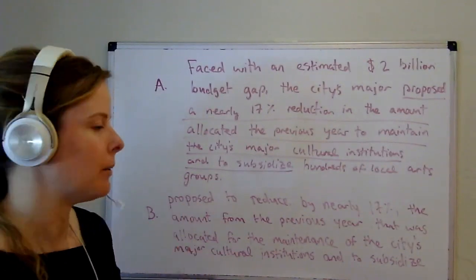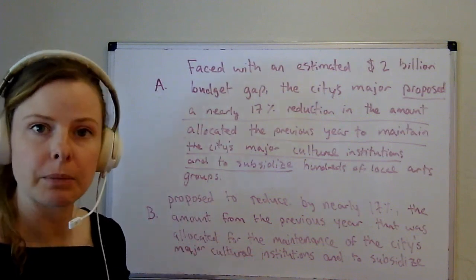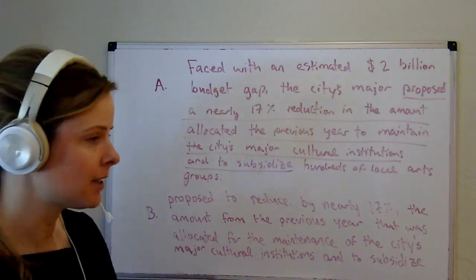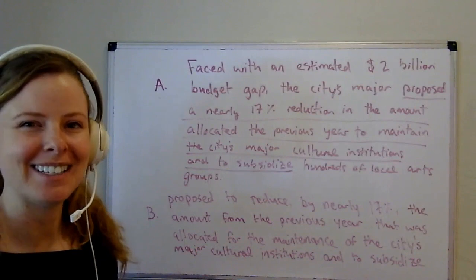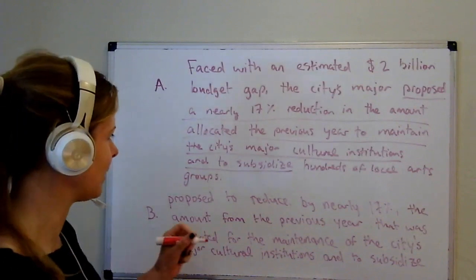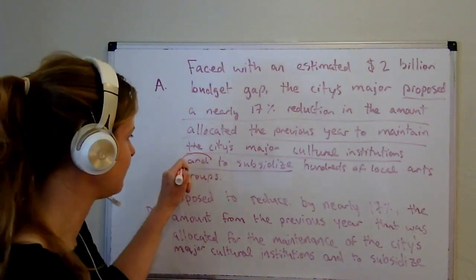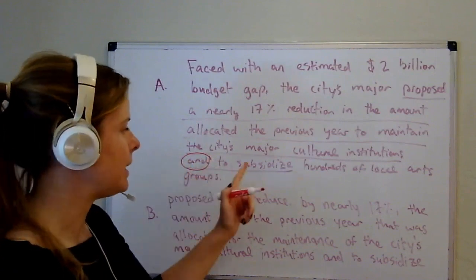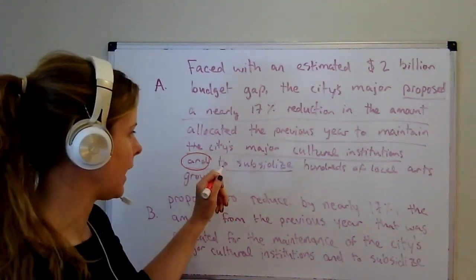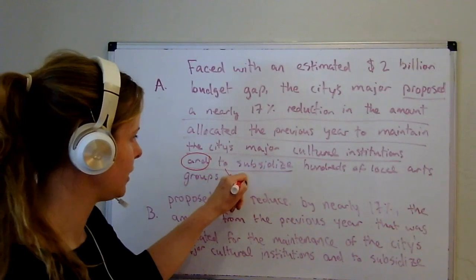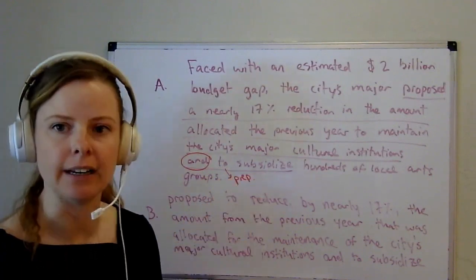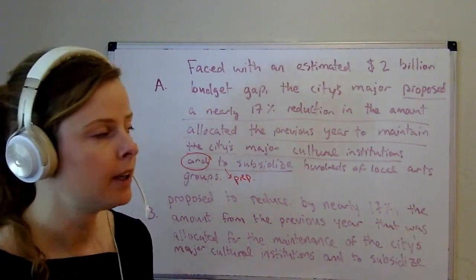But as always, what we're looking for are those marker words that are going to help us pick out the most important thing to look at first. And this is a parallelism video. So as you can guess, we have the parallelism marker here, the word "and." Immediately after this word, we have "to subsidize," "to" being a preposition, and "subsidize" being kind of the basic form of a verb.